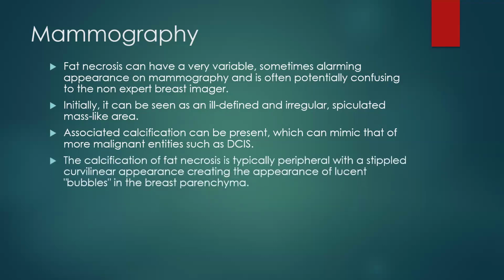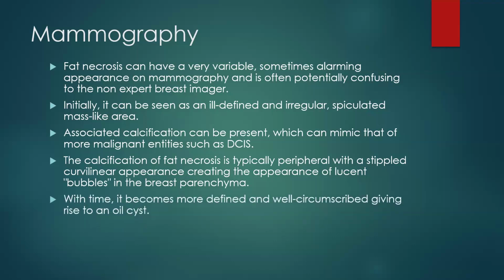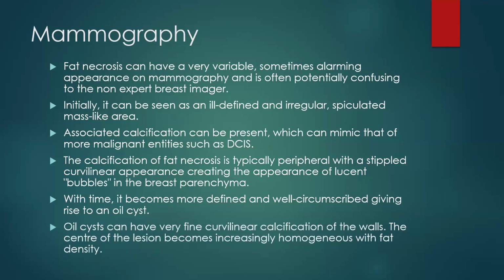The calcification of fat necrosis is typically peripheral, with a stippled curvilinear appearance, creating the appearance of loosened bubbles in the breast parenchyma. With time, it becomes more defined and well circumscribed, giving rise to what we call an oil cyst. Oil cysts can have very fine curvilinear calcifications of the walls. The center of the lesion becomes increasingly homogeneous with fat density.